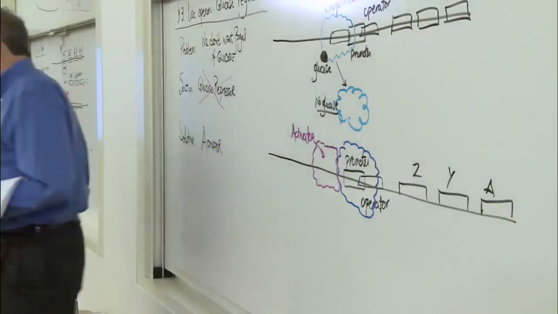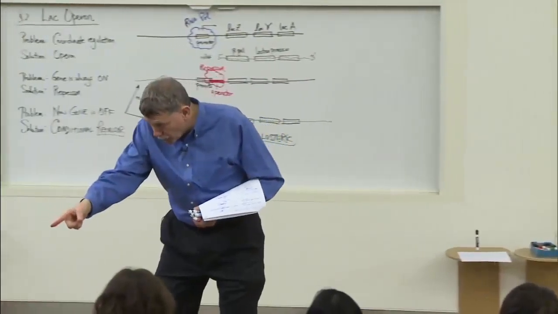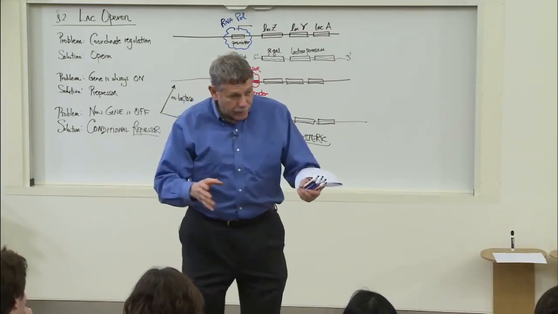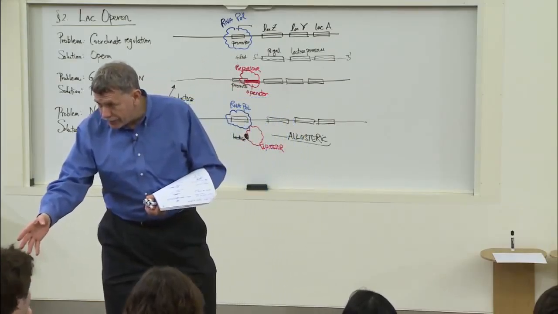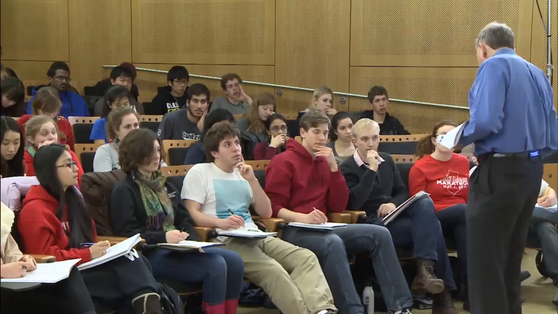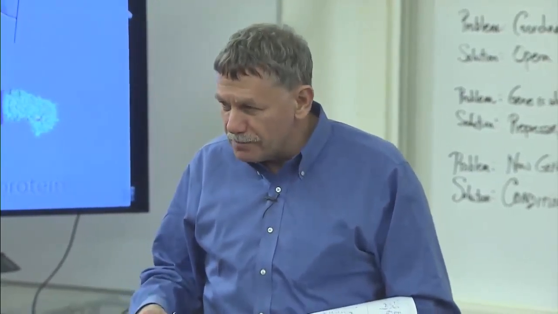Now, when do you want that activator to sit down? When there's not glucose. So what would you like? If glucose is around, I would not like it to be bound. You want glucose to bind to the activator and come off. And if glucose is not around, it sits down. And that would be a great idea. But it turns out it doesn't do it that way. It turns out instead of using glucose, it uses another molecule.